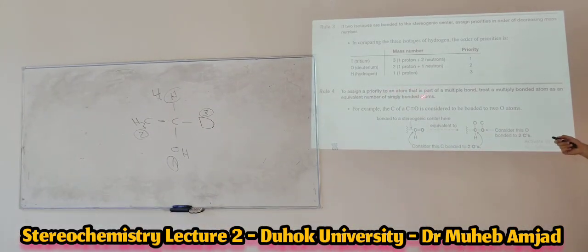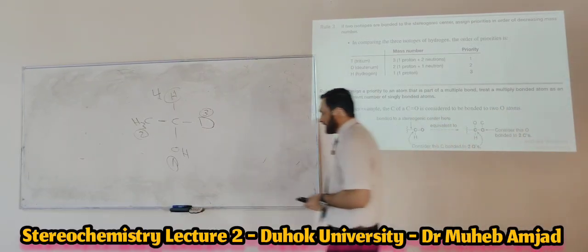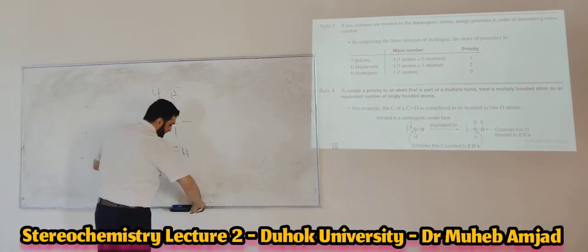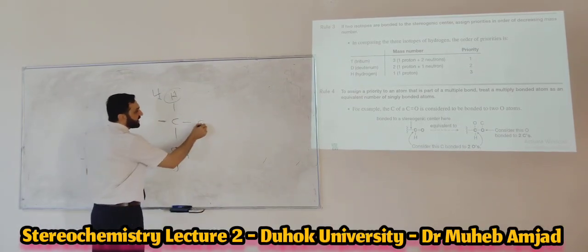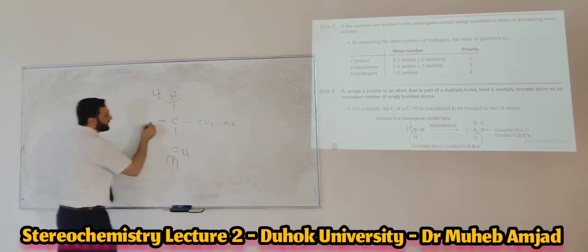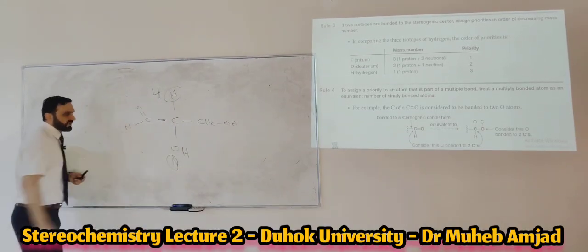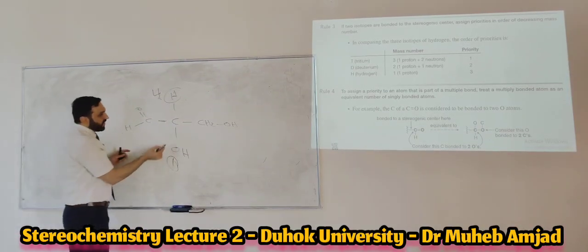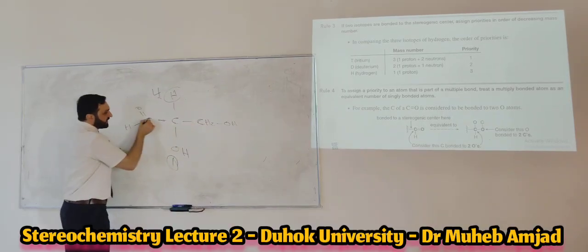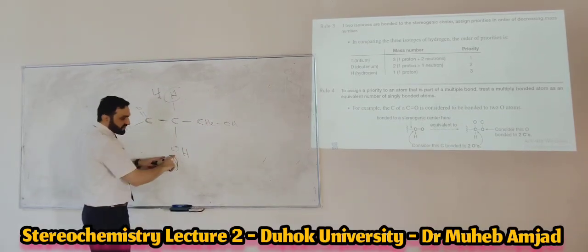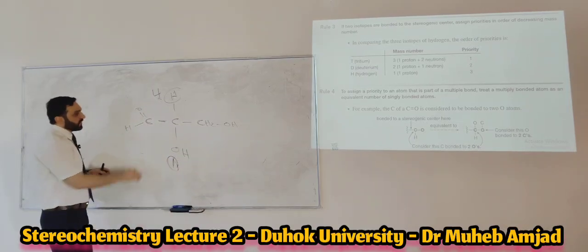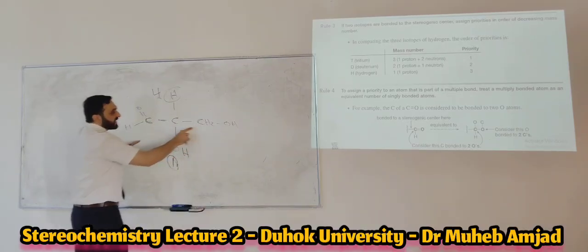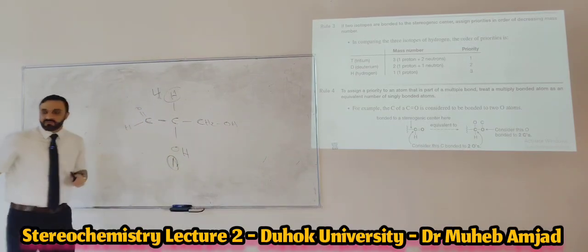Rule 4. To assign the priority to an atom that is part of multiple bonds, if you have a double bond or a triple bond, now look. Carbon CH2OH and a carbon aldehyde group, for example. This hydrogen is number 4. Now this carbon is bonded to carbon, and here also carbon, both of them carbon. And this oxygen, of course, is number 1. Now this carbon and this carbon are no different, both of them carbon. This carbon is bonded to oxygen, and this carbon is also bonded to oxygen. Also the same, no difference.